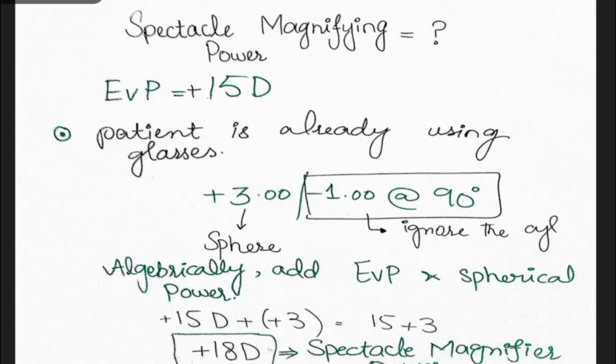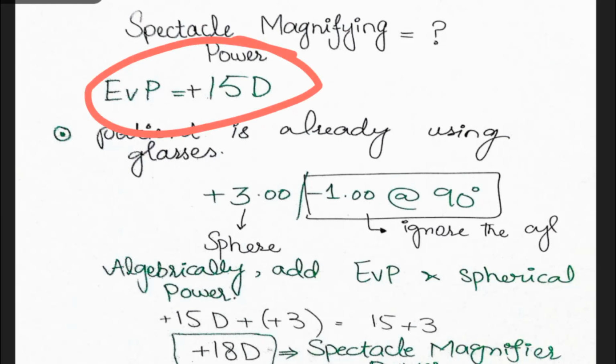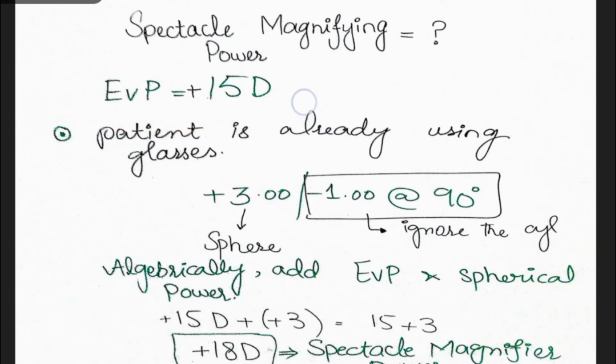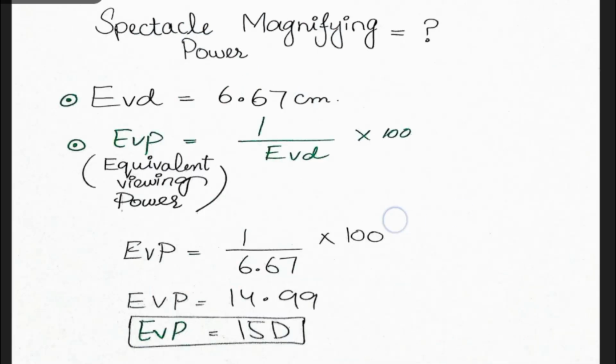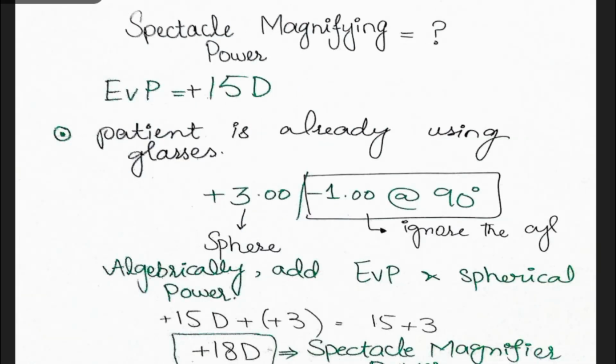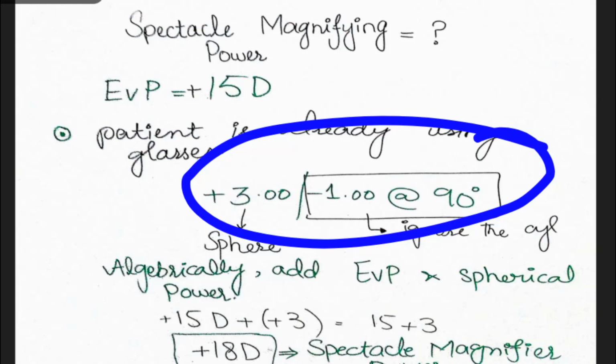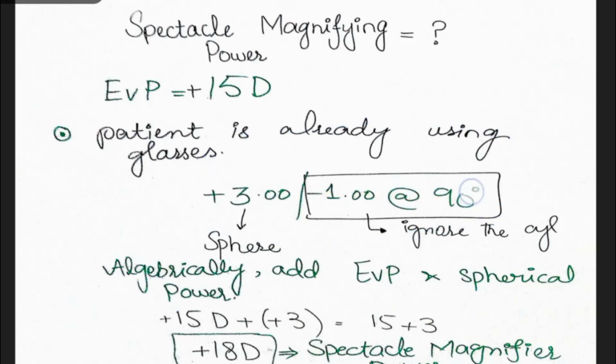So what I mean is that you have come to know that the equivalent viewing power of the spectacle magnifier is 15 diopters. If a patient is not using any glasses, this will be the final power of the spectacles you are going to prescribe to the patient. But if the patient is using any prescription, you have to note that prescription. Over here you can see the patient is using glasses of about +3 -1 at 90. The -1 at 90 is the cylinder, which you have to ignore in the case of low vision patients, right? And your focus should be on the spherical power.